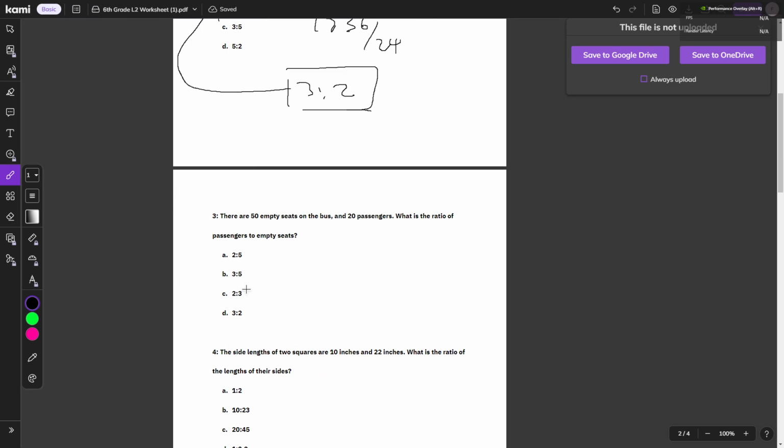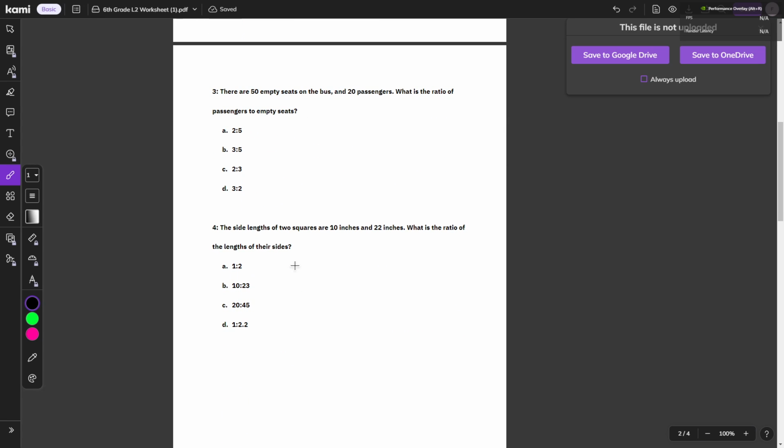There are 50 empty seats on the bus and 20 passengers. What is the ratio of passengers to empty seats? I'll go a little bit slower for this one, just to illustrate it a lot of different ways. There's 50 empty seats on the bus, and there's 20 passengers. The answer to this question is A, but why? Passengers to empty seats, first of all. That means the 20 comes first, and the 50 comes next.